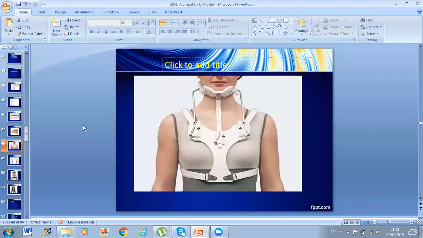This is called SOMI. Okay, it's called sterno-occipital mandibular immobilization brace. If any brace has a sternal cover, occipital support, and a mandibular support, it's called SOMI. This can come in spotter. That's why I put it here.